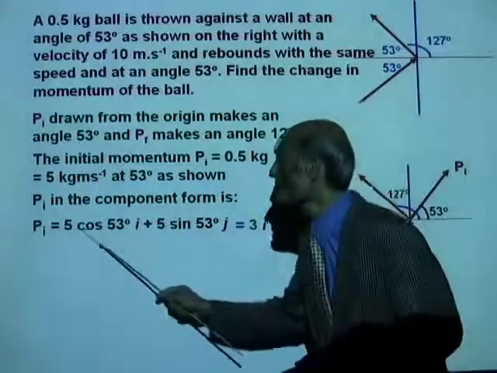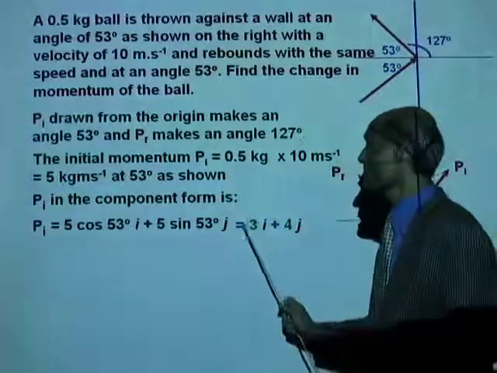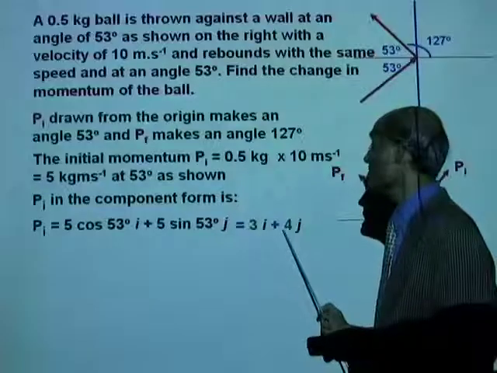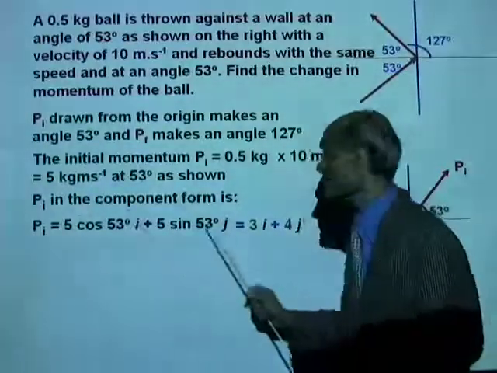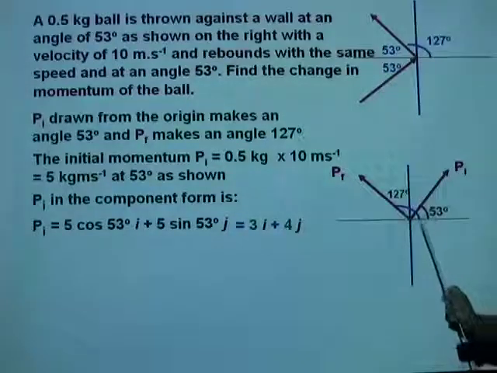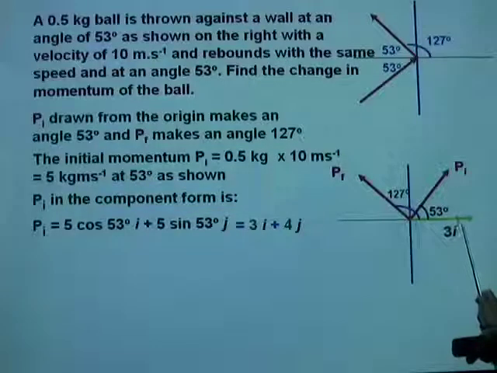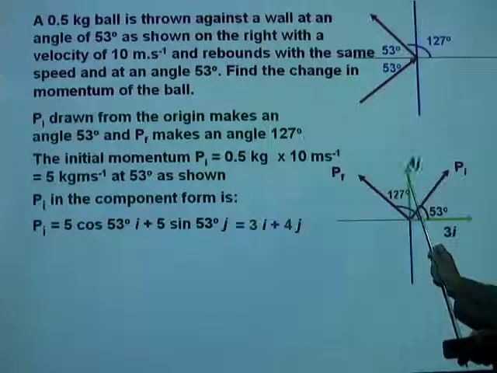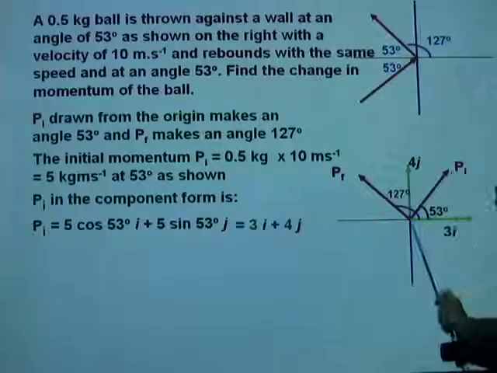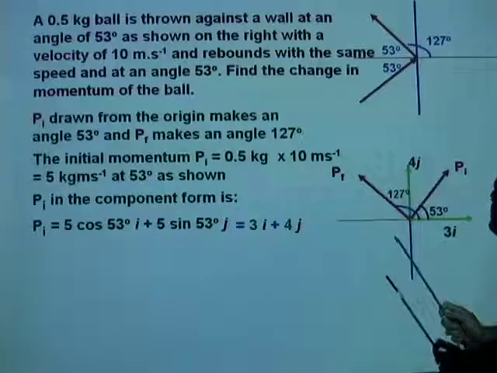And now use your calculator to find the value. 5 cos 53 is 3 and 5 sine 53 is 4. So PI is 3i plus 4j. Now how will I represent that over here? This is 3i and this is 4j. The momentum PI has the x component 3i and the y component 4j.